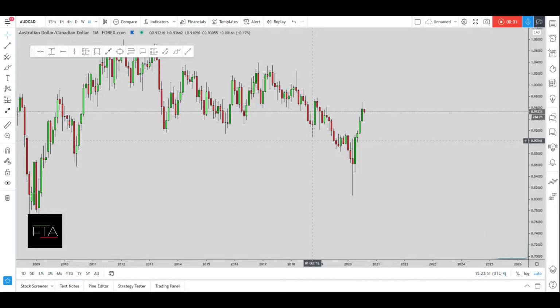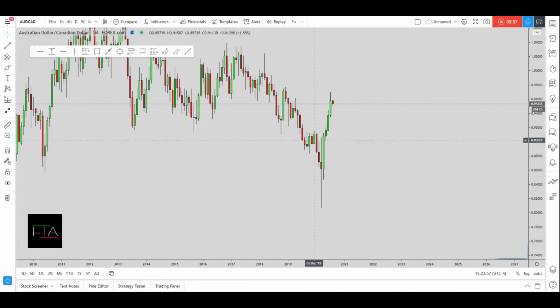Okay, so let's make a full breakdown of the situation that we currently have on AUD CAD. Let's start from the monthly time frame. Now, on the monthly, we can see that clearly the market has created this W formation. Now, after a W formation on the monthly time frame, what do you expect? You expect the market to give you a move to the downside.